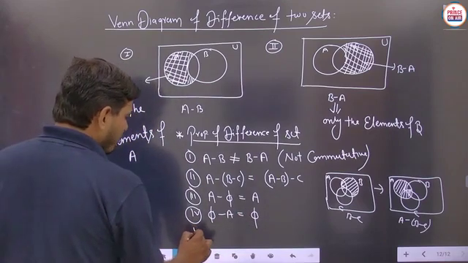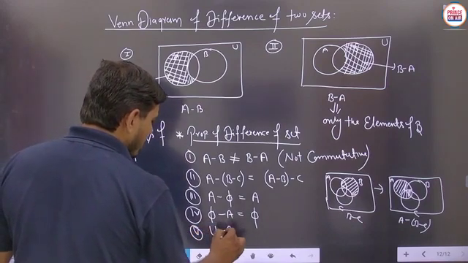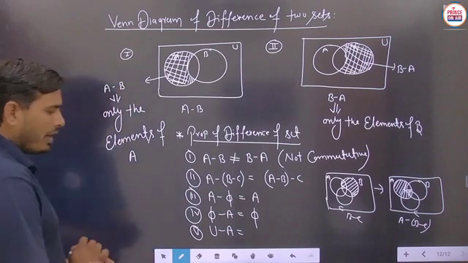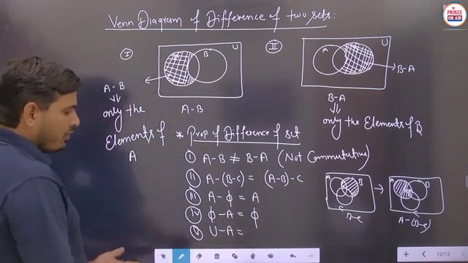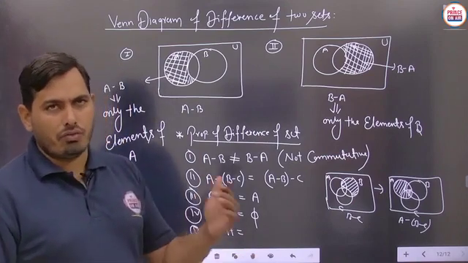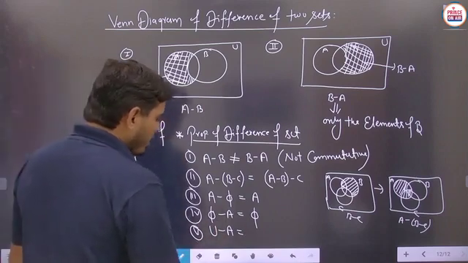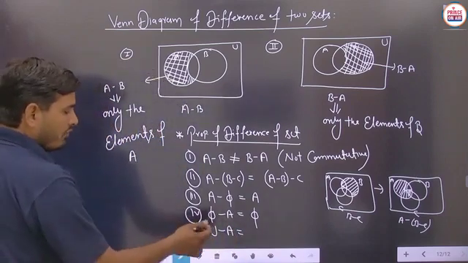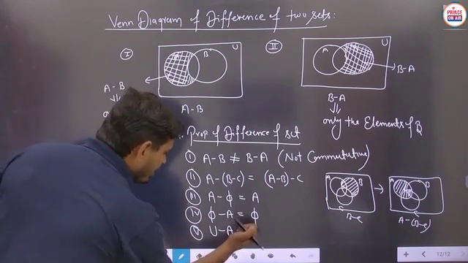Next, the fifth part. Suppose we take a universal set, U minus A. What will we write? The set of U minus A. So definitely, students, it is the set of elements which occur in the universal set, not in set A. Is it clear? So only the elements of the universal set which are not occurring in the set A are to be written here.